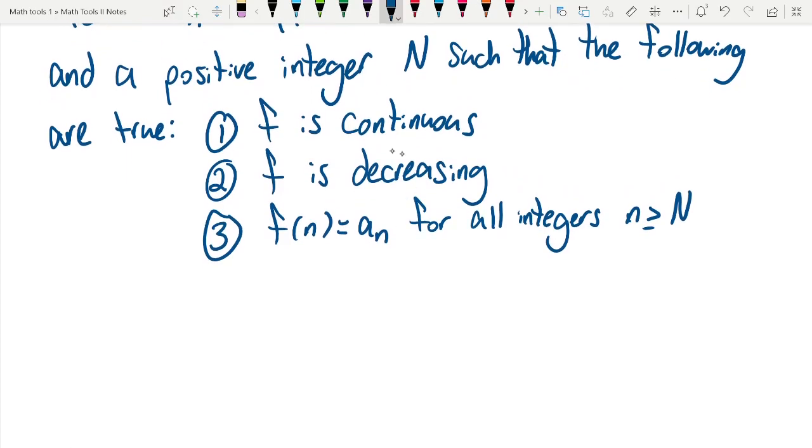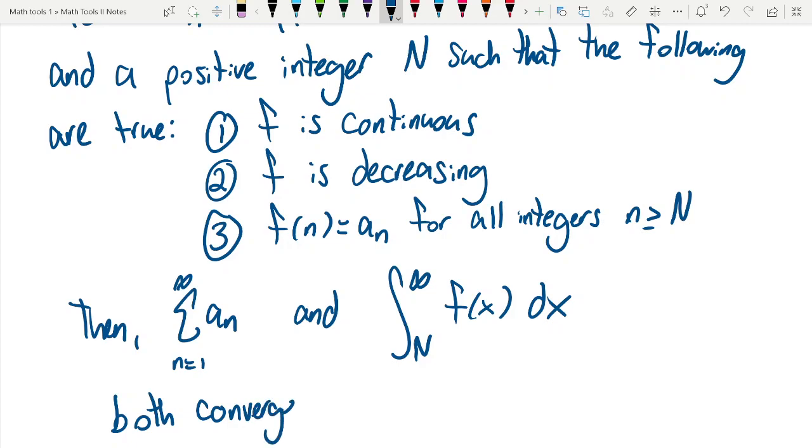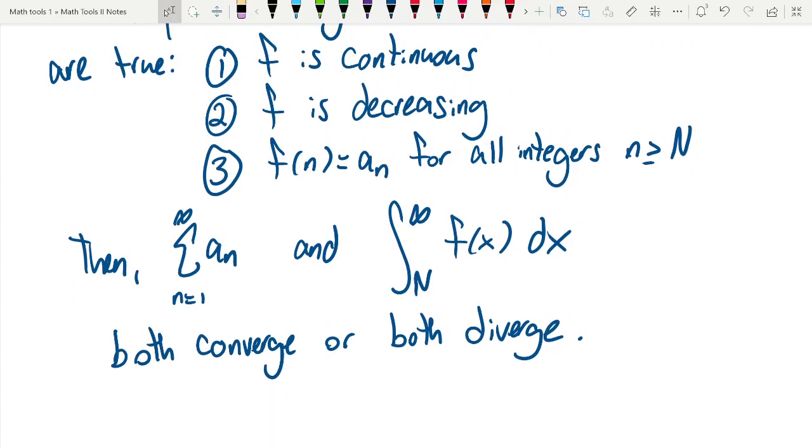So if we have these three conditions, then the sum of a sub n, and the improper integral from where those terms start being the same to infinity of f of x dx, both converge or both diverge. So they either both converge or they both diverge.